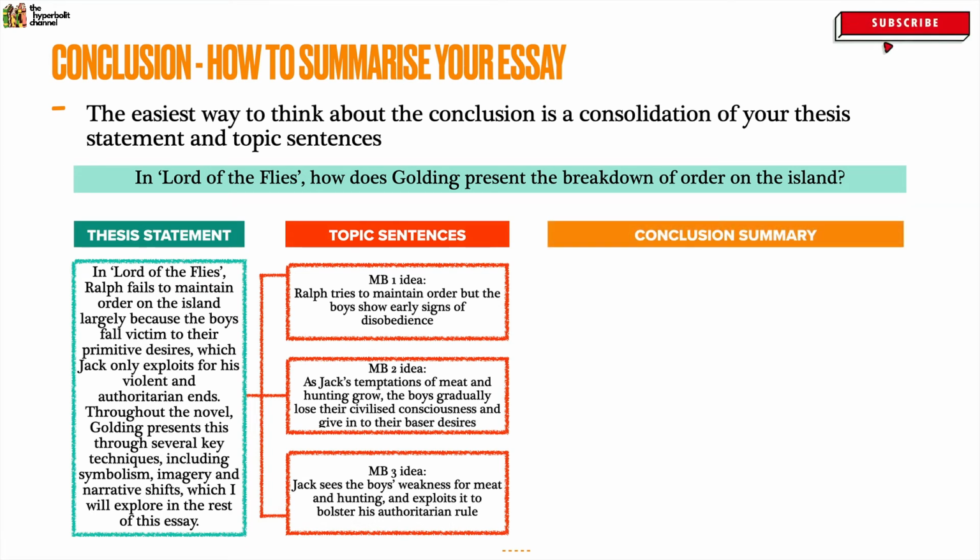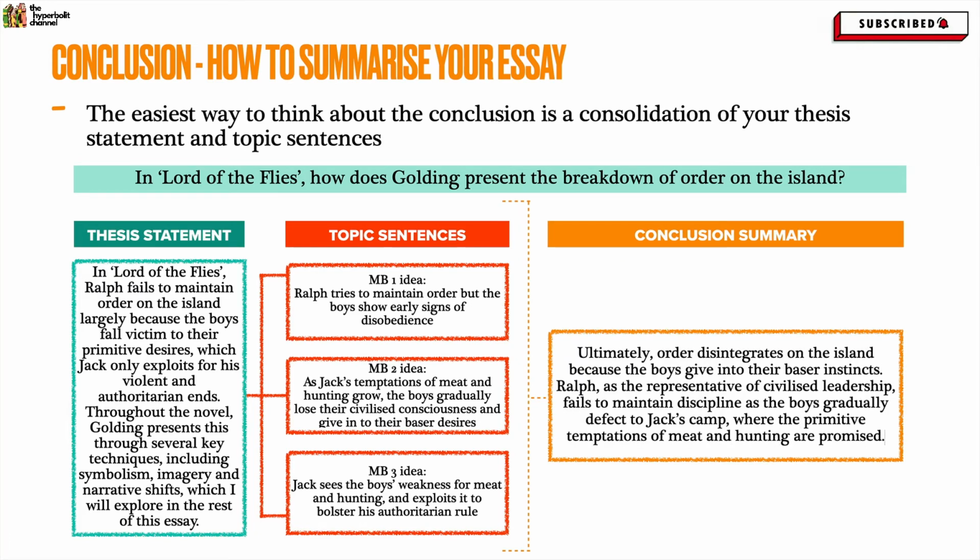With our conclusion summary, we would essentially be summarizing all that we've covered in our thesis and topic sentences. But we're not going to necessarily restate in the same words what we've written in the intro and the main body topic sentences, right? So we're going to paraphrase, and instead we're going to say something like, ultimately, order disintegrates on the island because the boys give in to their baser instincts. Ralph, as the representative of civilized leadership, fails to maintain discipline as the boys gradually defect to Jack's camp, where the primitive temptations of meat and hunting are promised. So you'll see that in my conclusion summary, I am echoing everything I've written in the thesis and topic sentences, but I'm not using the same words verbatim.